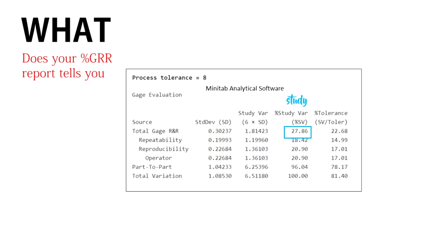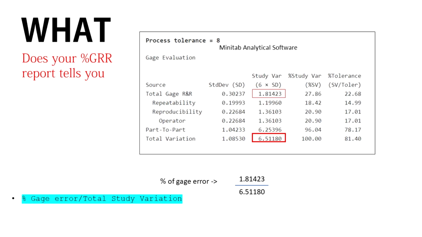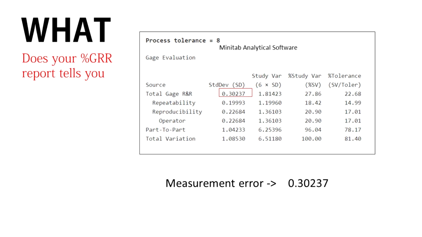In Minitab, the percentage of gauge error is in this cell. 27.86%. Then what does this percent tolerance mean? Why is the number different? In a GRR report, we report the percent of error. So, the percent of gauge error is calculated by dividing gauge error over total process error. In this case, we divide total gauge error over total variation. But if we divide gauge error over tolerance, we get this percent error over tolerance. In layman's terms, every time we measure using this process, the potential error is 0.30237.